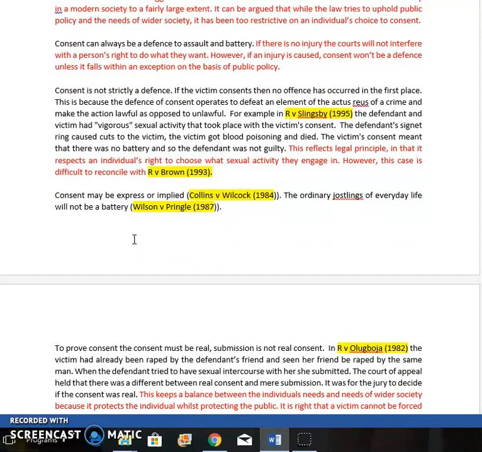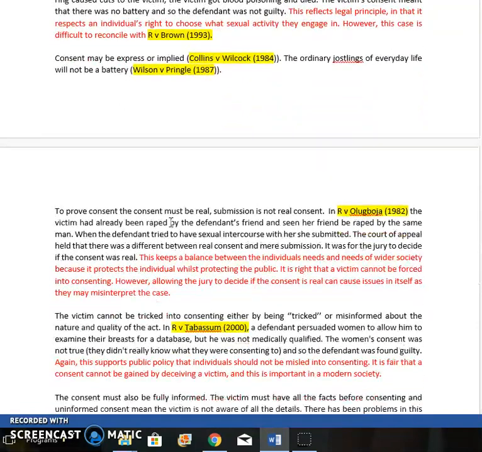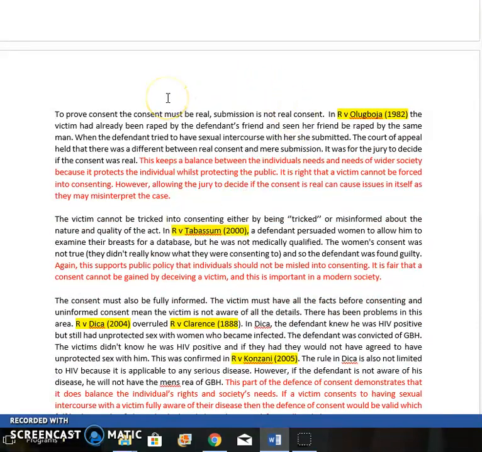Remember that consent may be express or implied, so sometimes you'll have the person saying, yes, I consent to that. Otherwise, it's implied by conduct. So if you're going into a very busy place, you are impliedly consenting to a little bit of jostling of everyday life. And that phrasing comes from the case of Wilson and Pringle. It's also important that consent must be real. Submitting to something because you're bullied or you're forced or you're terrified into it is not real consent. Consent must be freely, genuinely given.